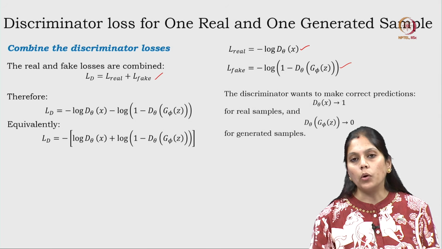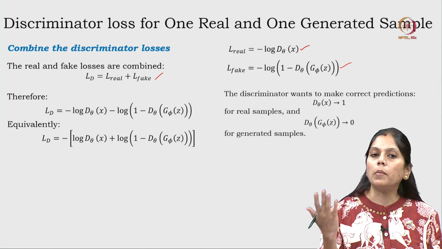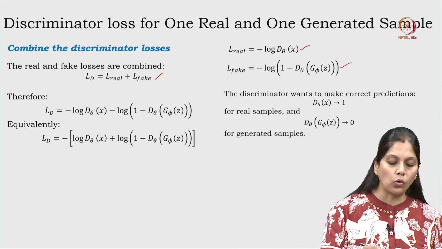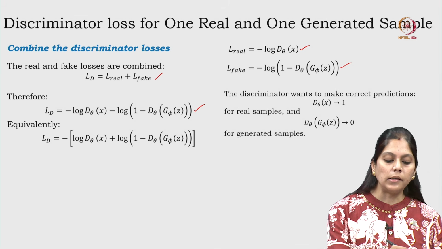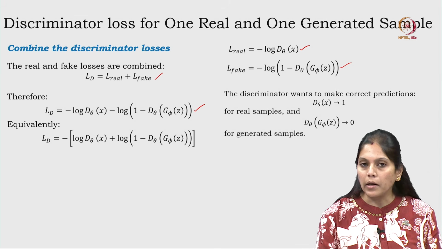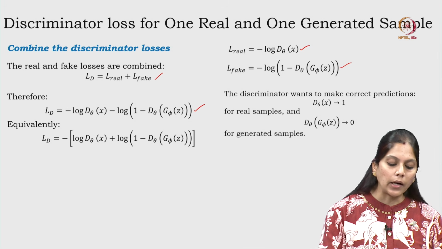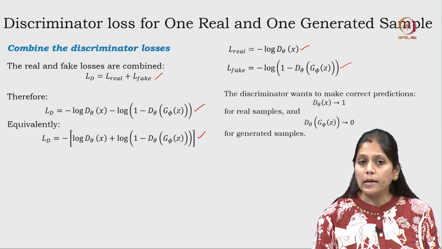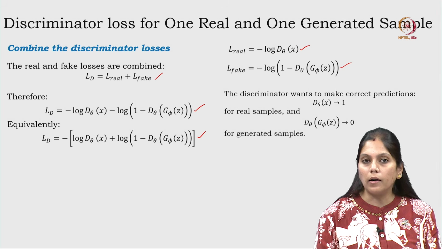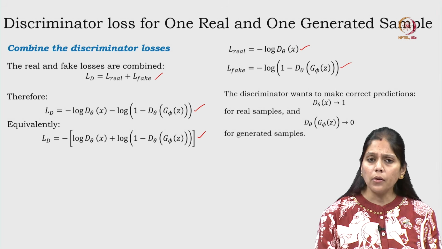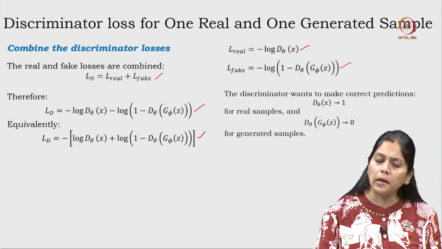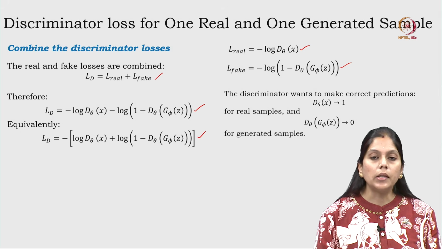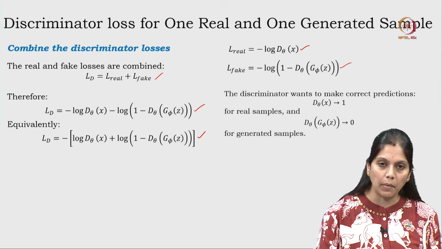Now, what are we doing? Just take these two formulas and substitute for L real and L fake, and we are going to get this. Since there is a negative, we take the negative term common. By taking the negative term common, we obtain this. So, can we say that this is the loss function for a discriminator, where you are passing real samples as well as generated samples? This is the total loss of a discriminator.